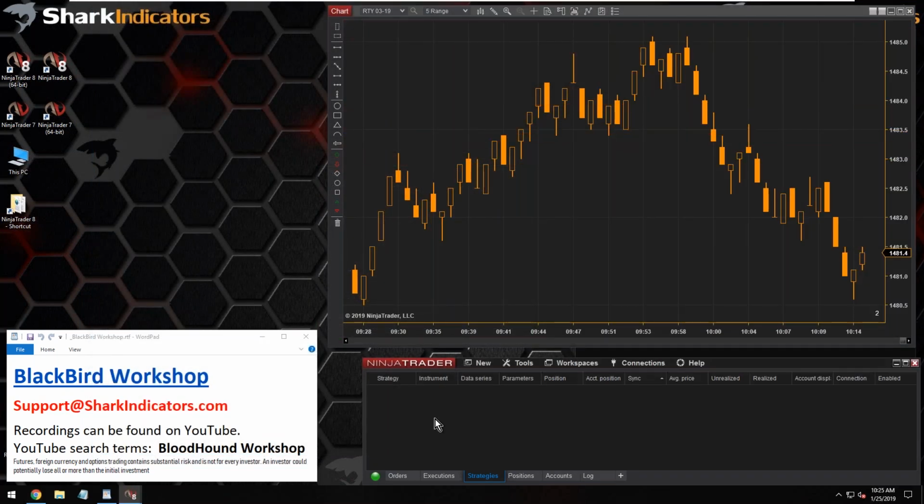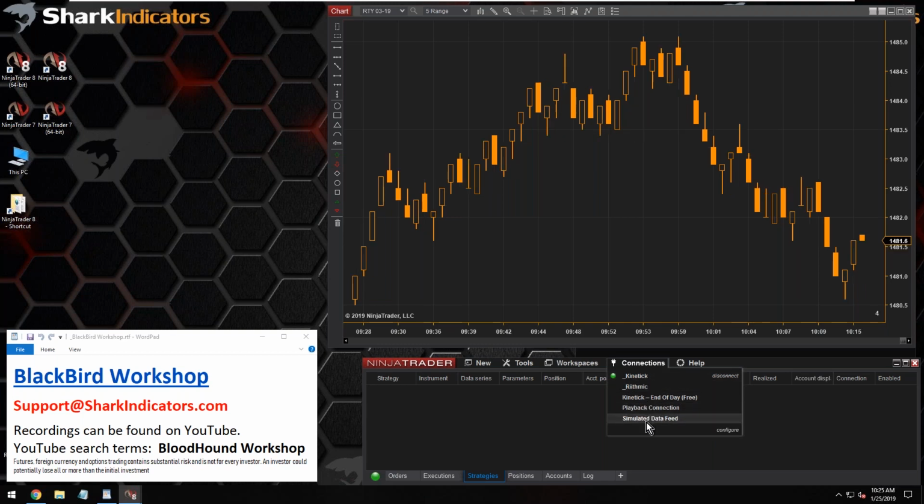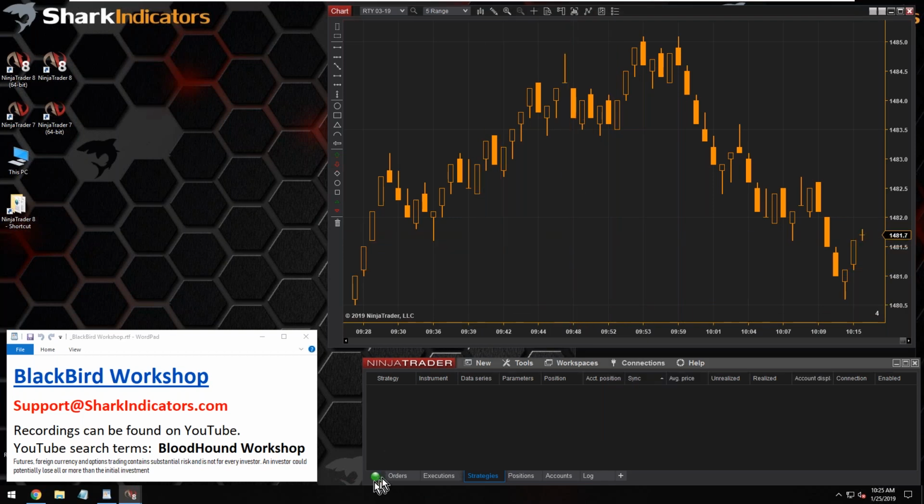The first thing that's required before you can run a strategy is that you must have some kind of data feed connection. Any one of these will do, whether it's the simulated playback or a real one. So make sure you've got the green dot in the lower left corner there.